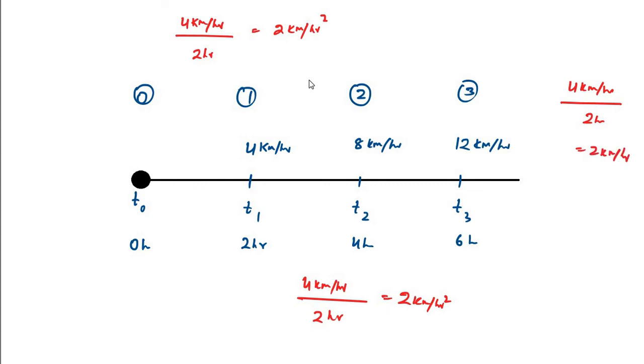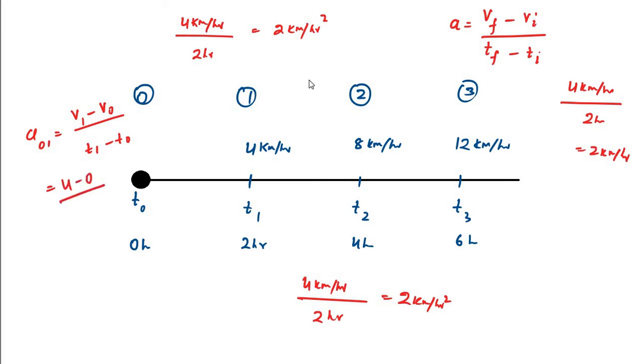So basically if you want to write acceleration, it is final velocity minus initial velocity by final time minus initial time. Here for this time interval from 0 to 1, acceleration from 0 to 1, it is v1 minus v0 by t1 minus t0. Basically it is 4 minus 0 by 2 minus 0, which we got as this result here.